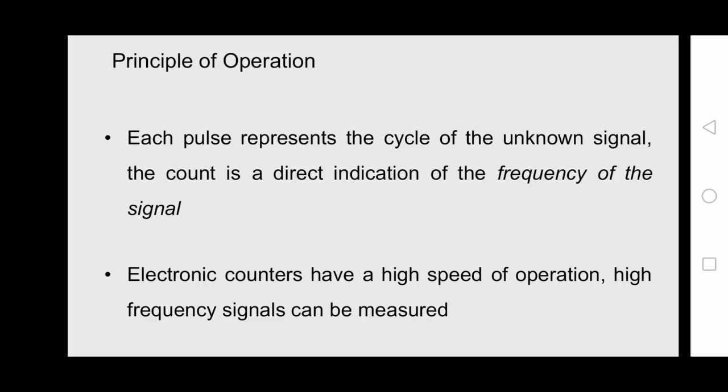Each pulse represents one cycle of the unknown signal. Then the count is a direct indication of the frequency of the signal. As each pulse represents a cycle of the unknown signal, the count measured by the electronic counter is a direct indication of the frequency of the signal.